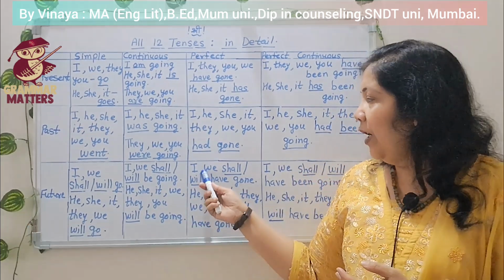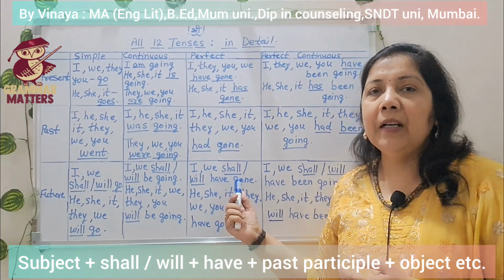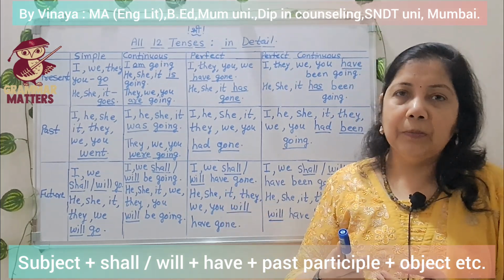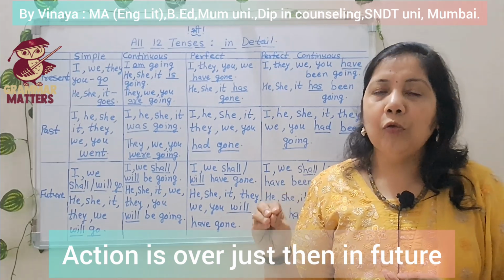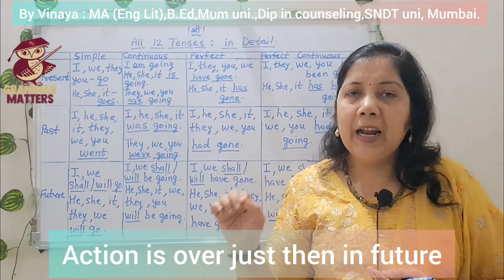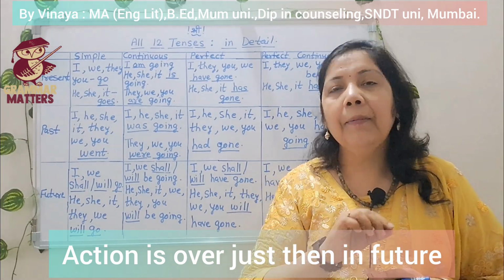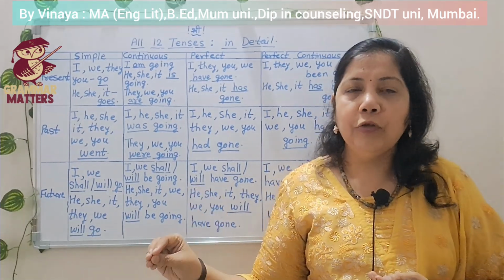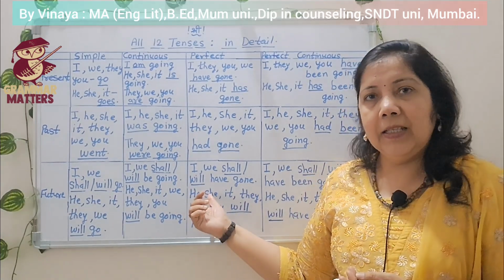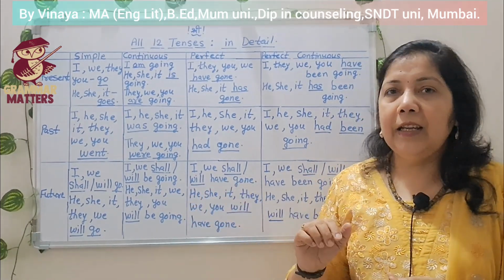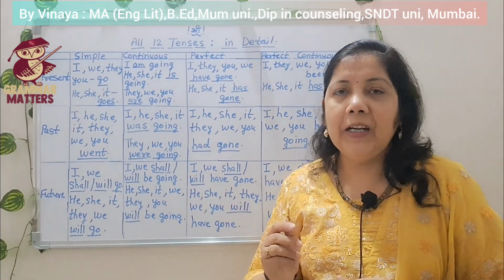Structure: subject plus shall or will plus have plus past participle of the verb. When to use this tense? When the action is over by that time in future, then we use a sentence in this tense. Structure is clear, when to use is clear, and the shall and will difference is definitely clear.